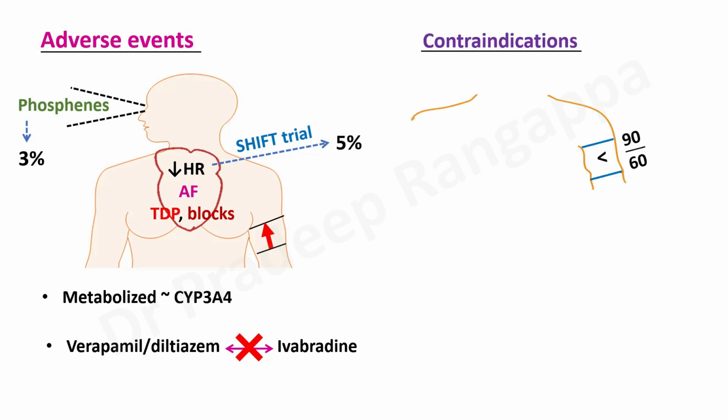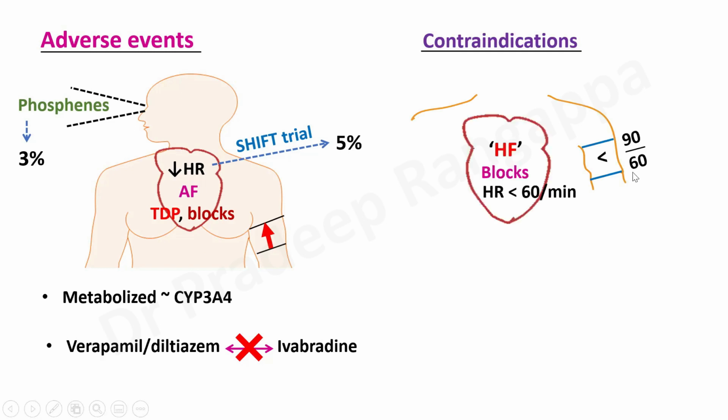Now the contraindications of Ivabradine. Someone with severe hypotension, blood pressure less than 90/60, cannot be given Ivabradine. Nor anyone with decompensated heart failure, or anyone having AV blocks or significant symptomatic blocks, or a heart rate less than 60. Ivabradine should not be used.